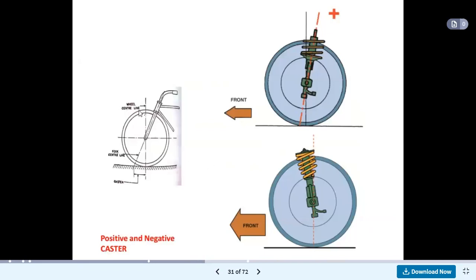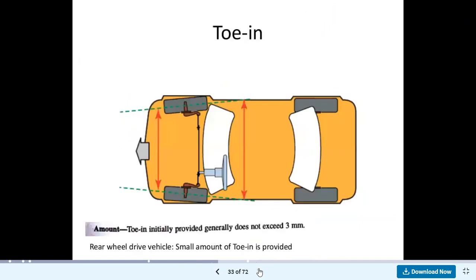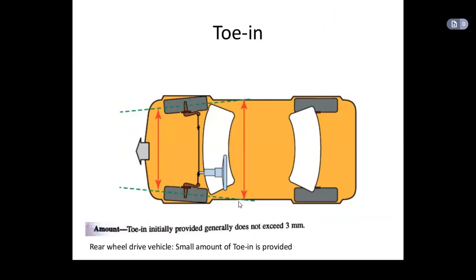So positive and negative caster, this is again the front diagram. These are the figures related to positive and negative caster. If positive caster is there, then toe in position is available, and high steering wheel turning effort. Toe in initially provided generally does not exceed 3 mm, as shown in the figure, green color mark. So 3 mm is the toe in provided.